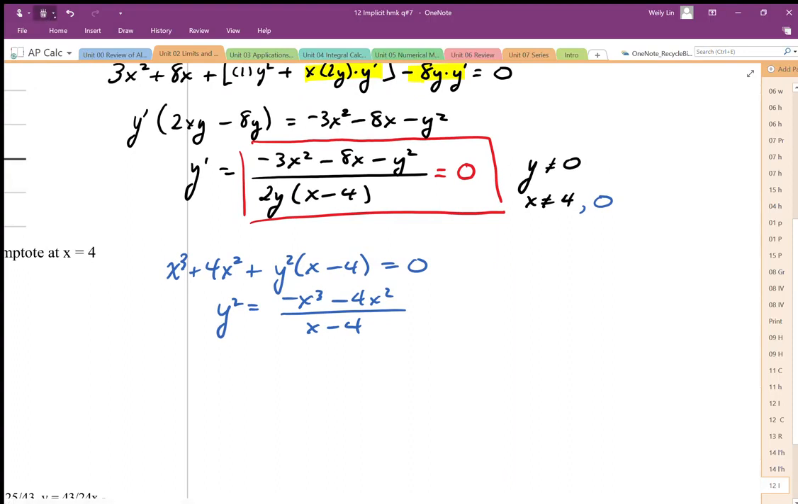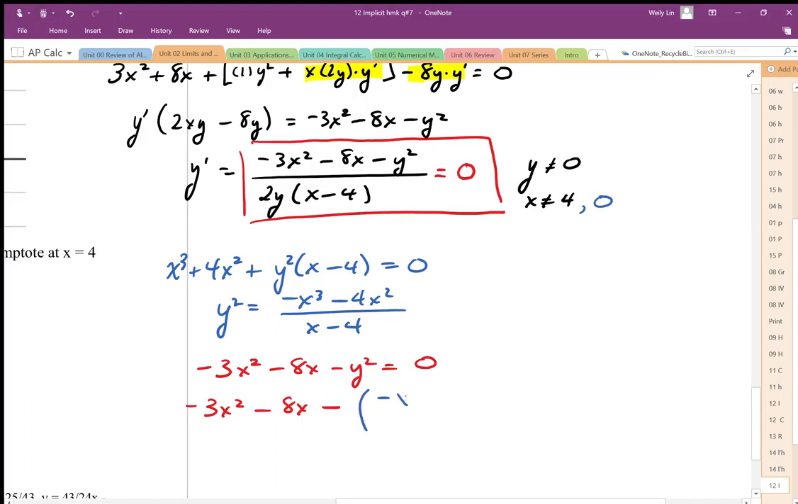So once I have that, I'm going to just look at the numerator and rewrite my equation like this. Negative 3x squared minus 8x minus y squared is equal to 0. And I'm going to replace this y squared with this blue y squared. So I end up with negative 3x squared minus 8x minus, and then in here it's going to be negative x cubed minus 4x squared all over x minus 4.